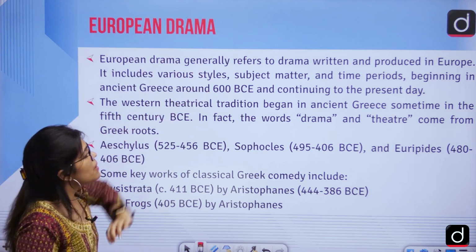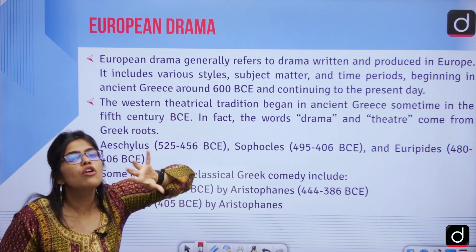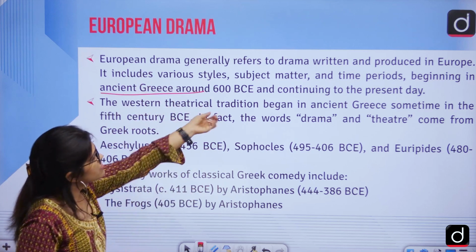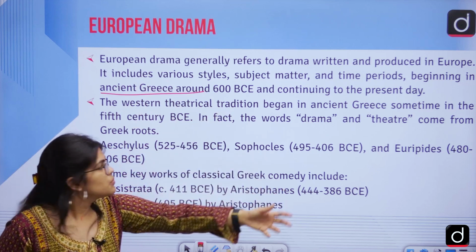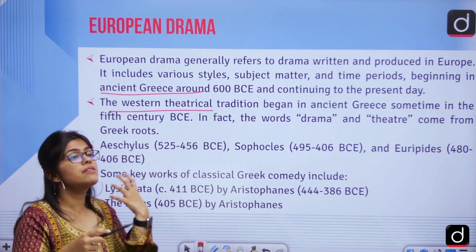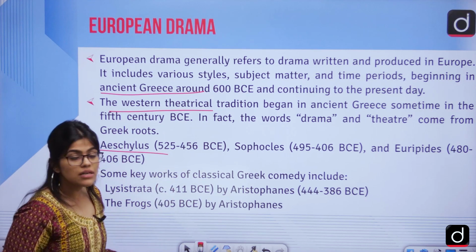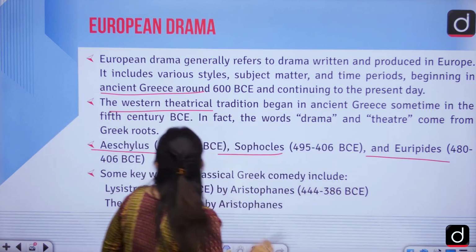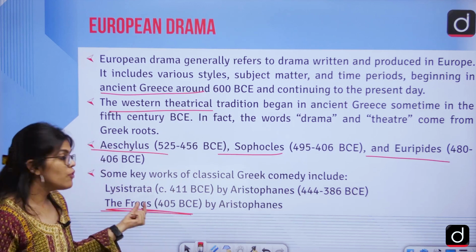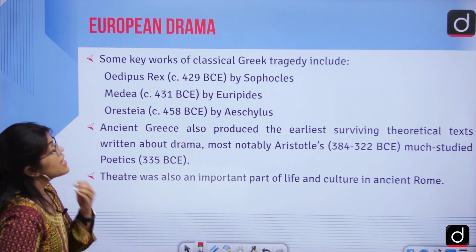And then you have the European drama, and from where do we start with the European drama? So European drama is basically the starting of drama. It gives you the starting of drama, the ancient Greek period, about 600 BCE until the present age. They started with the drama. The Western theatrical tradition began in ancient Greece, and this is how the words drama and theater came into being. So here you have to study in greater detail about Aeschylus, Sophocles, Euripides, and the other writers also. So you should know that The Frogs is a play that was written in 405 BCE, and it was written by Aristophanes, right? So you should know.